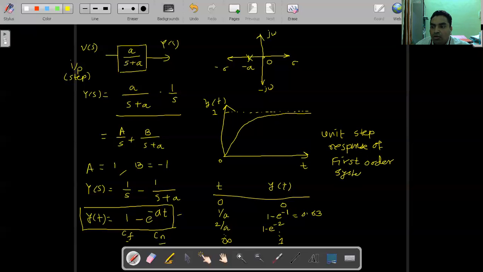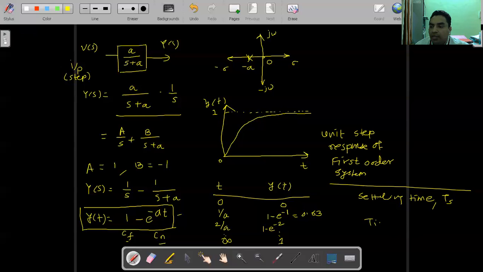Here we need to note down three terms which are very important when we go for time domain specification. That is settling time, we call it as TS. Then time constant, we call it as T, and rise time, we call it as TR.